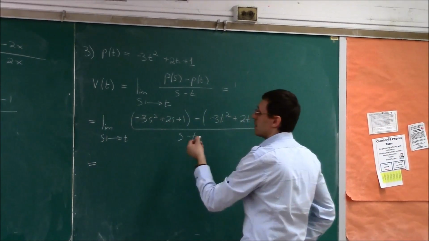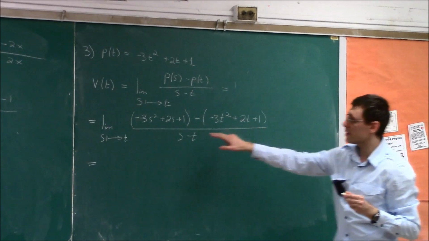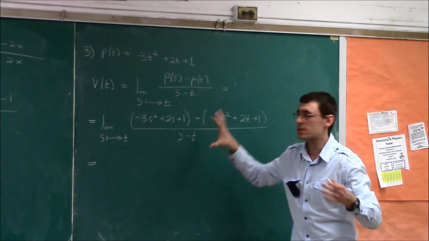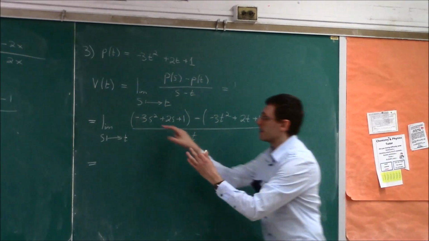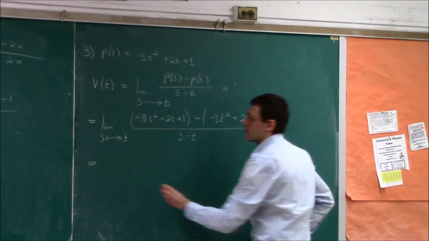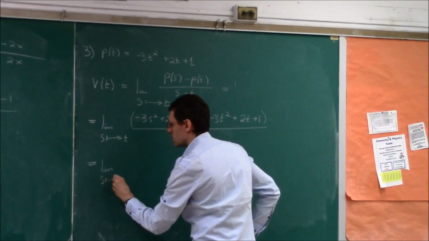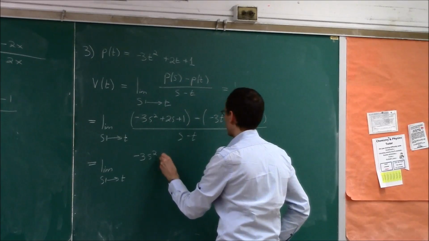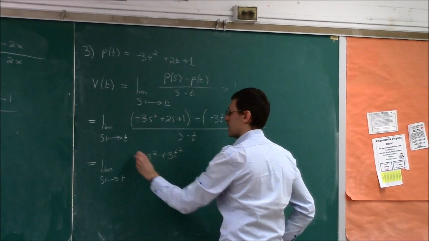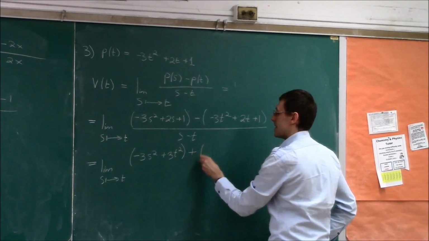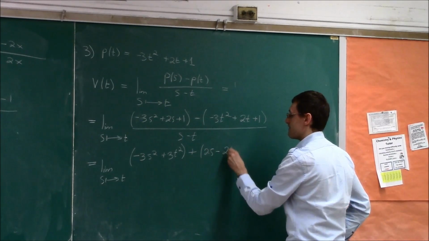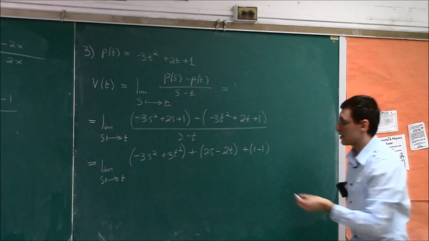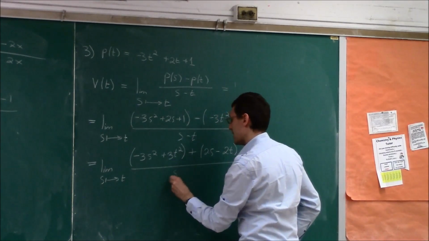All right, so here is a strategy to solve it. You see that this term with s squared and this term with t squared are similar. What you're going to do is regroup this equation by taking similar parts together. So this is the limit as s goes to t of minus 3s squared plus 3t squared plus 2s minus 2t, and plus 1 minus 1, so the constant terms just vanish, divided by s minus t.